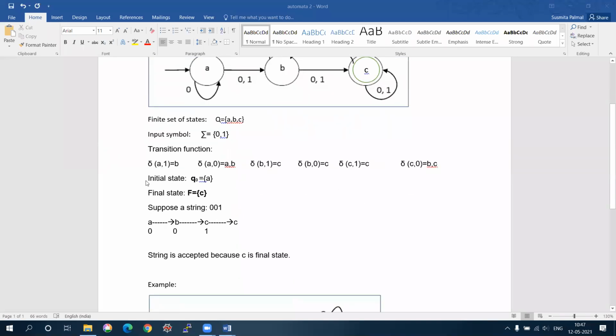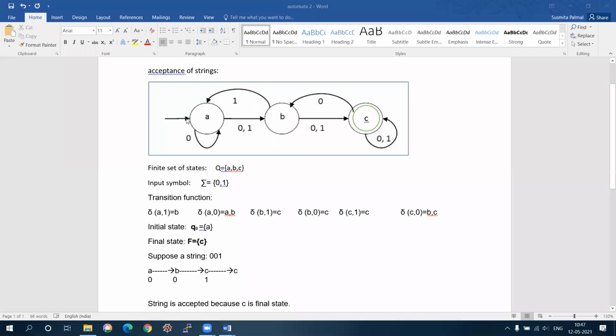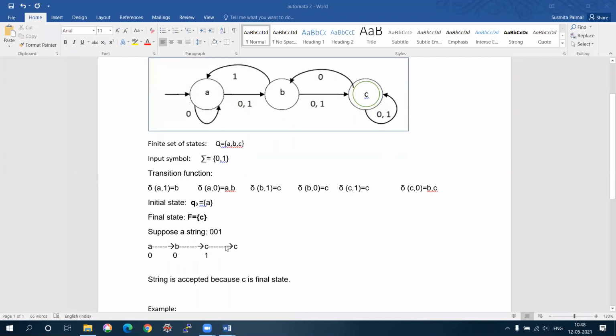Okay. Then initial state, that means the state which has the single arrow. Again I'm saying the initial state is where the single arrow is given. Okay. Single arrow is given. Final state is the last state where double circle is given to denote it is a final state, which is C. So F is equal to C.